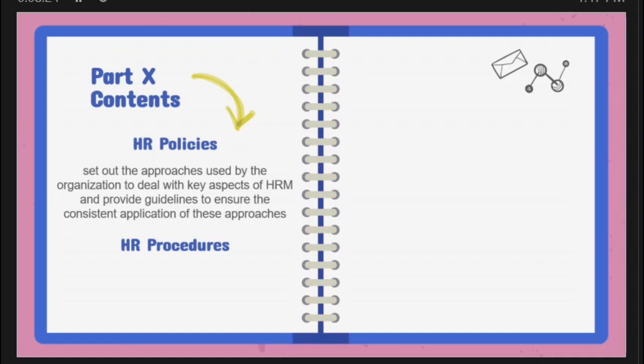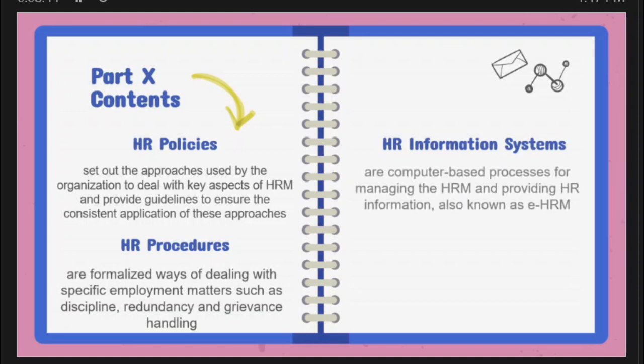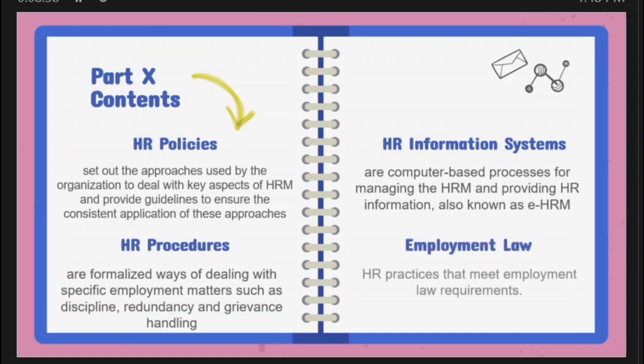Number 2, we have the HR procedures. HR procedures are formalized ways of dealing with specific employment matters such as discipline, redundancy, and grievance handling. Number 3, the HR information system. These are computer-based processes for managing HRM and providing HR information, also known as EHRM. And number 4, we have employment law, HR practice that meets employment law requirements.